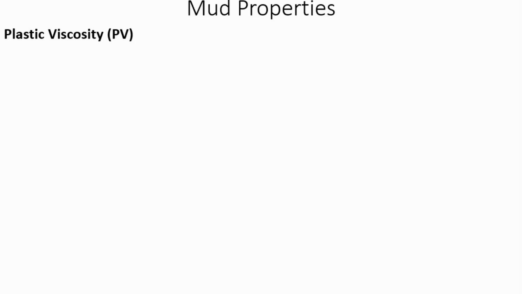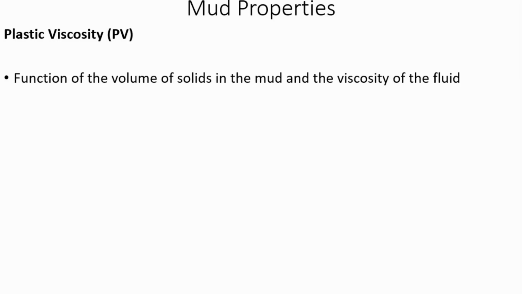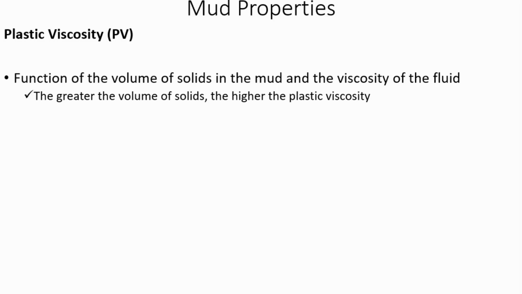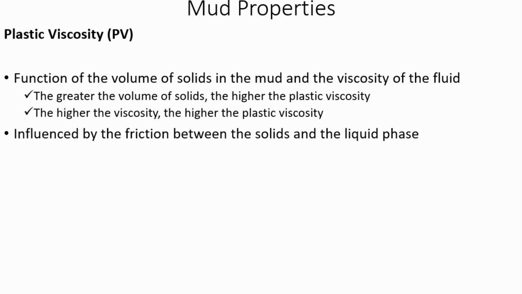The next property is plastic viscosity, PV for short. So it's a function of the volume of the solids in the mud and also the viscosity of the fluid. So the greater the volume of solids, the higher the plastic viscosity. But in addition to that, the higher the viscosity of the mud, the higher the plastic viscosity. It's influenced by the friction between the solids and the liquid phase of the mud. So it's a function of the specific surface area of the solids. So the greater the surface area of the solids in the mud, then the greater the plastic viscosity.